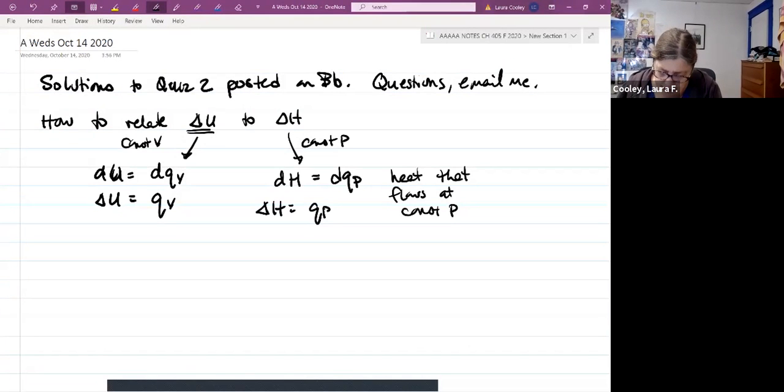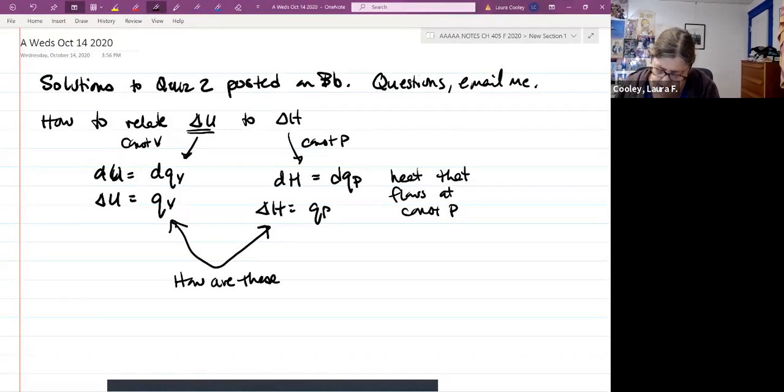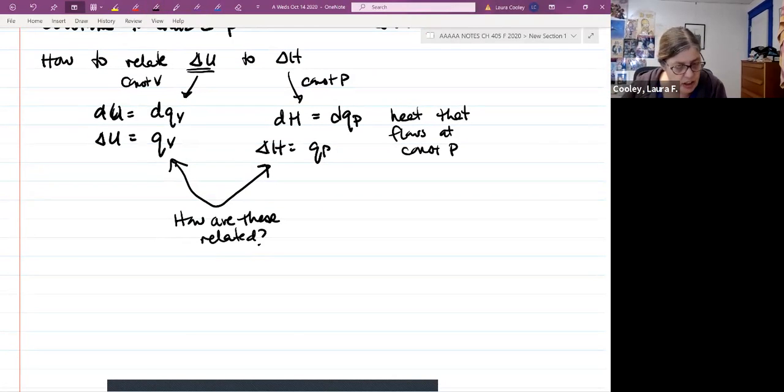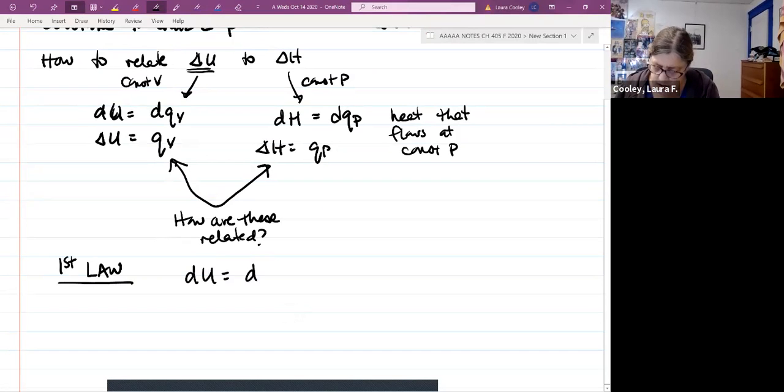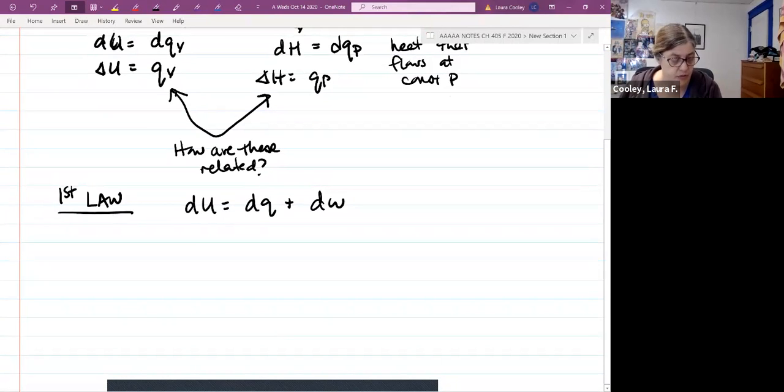So the thing is now, these are two big thermodynamic parameters, and we really would like to know, how are these related? And I just barely started to talk about that last time. And I started with the first law. First law, dU is dq plus dw. So this is the first law in differential form.